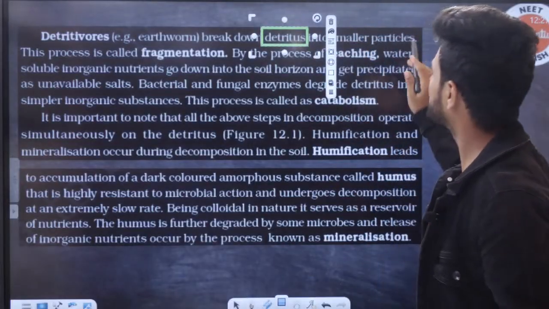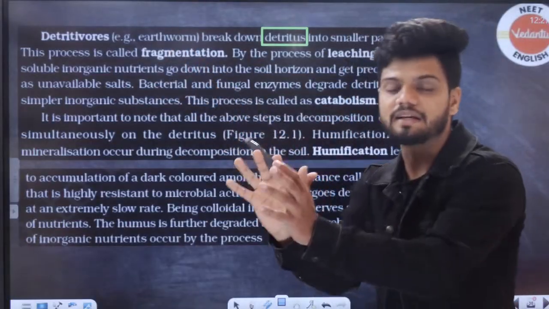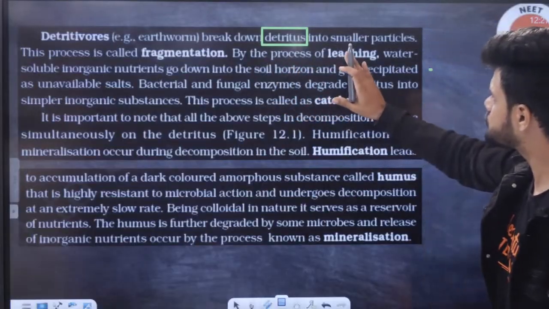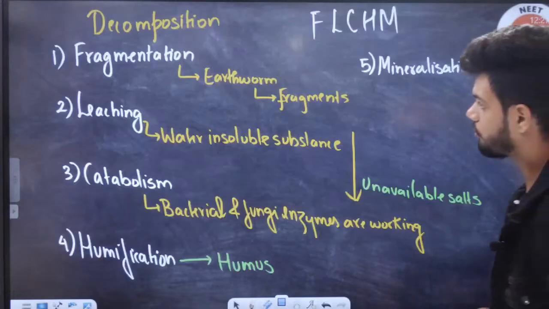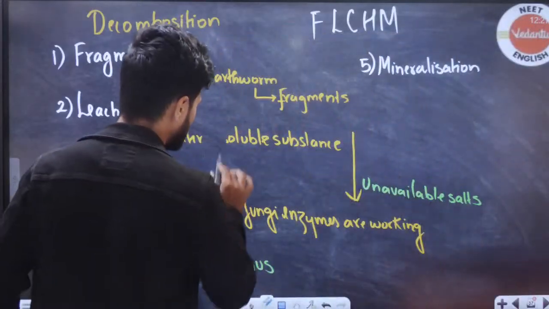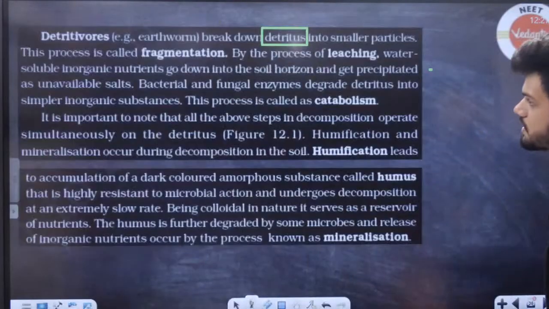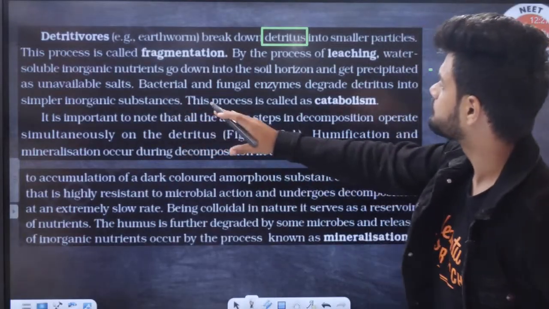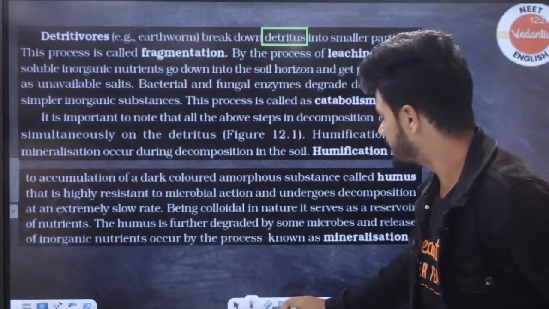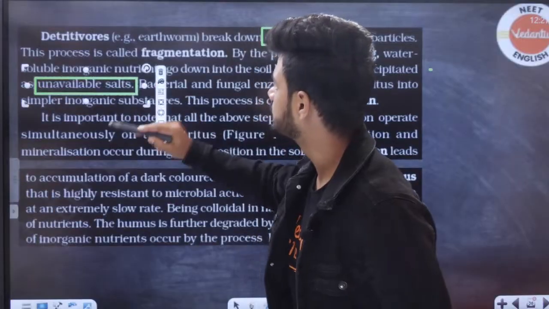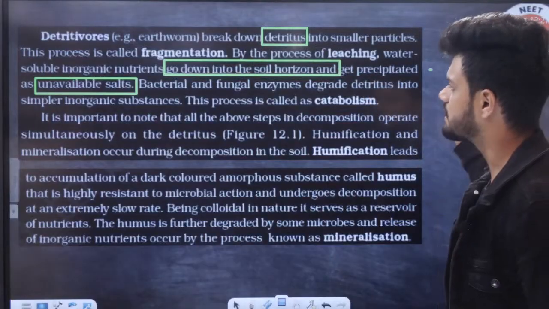Now, detritivores, that is earthworms, break down the detritus into smaller particles by a process called fragmentation. So in fragmentation, earthworms are breaking the detritus into fragments. By the process of leaching, water soluble inorganic nutrients go down into the soil horizon and get precipitated as unavailable salts. So they are not available. That is called leaching.